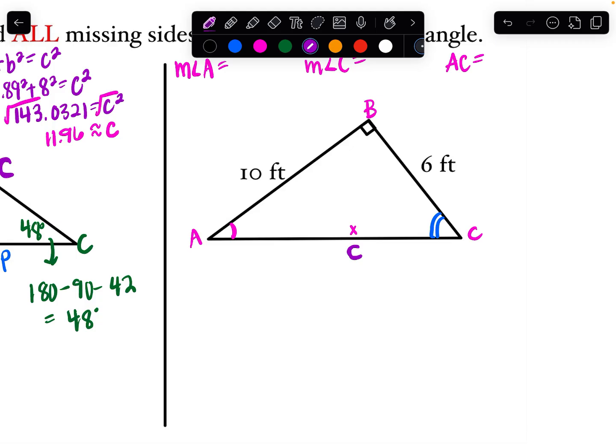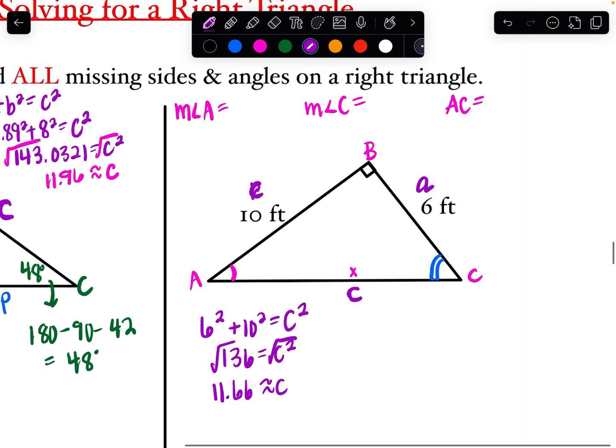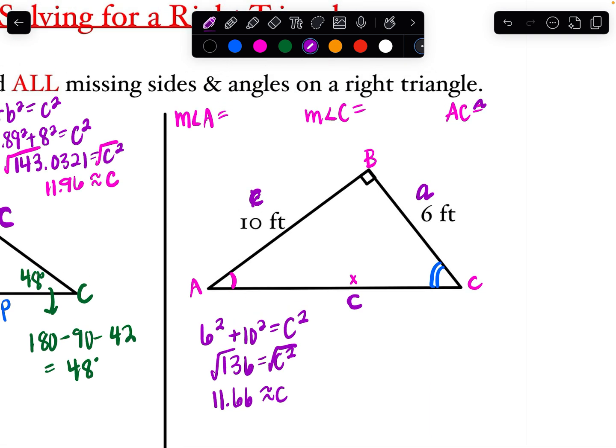If I'm using the Pythagorean theorem, I know that has to be my hypotenuse, so that's a, and then we have b and c. So 6 squared plus 10 squared is c squared. 6 squared plus 10 squared is 136. And then square rooting both sides, we would get about 11.66 for that side. So side AC is about 11.66.